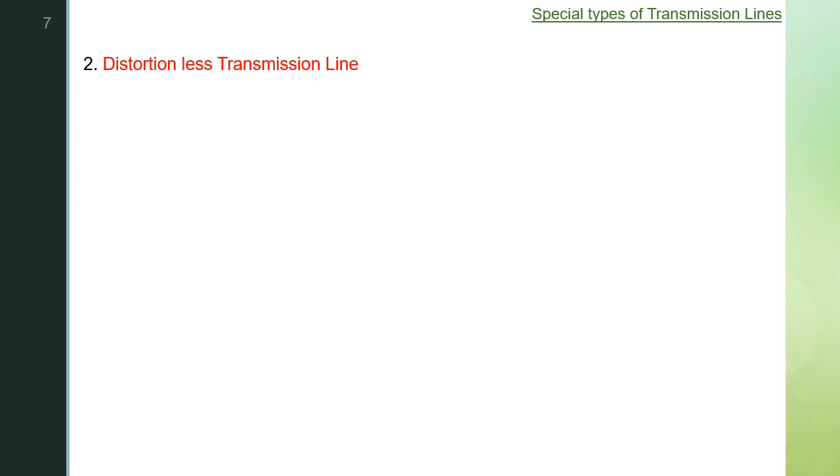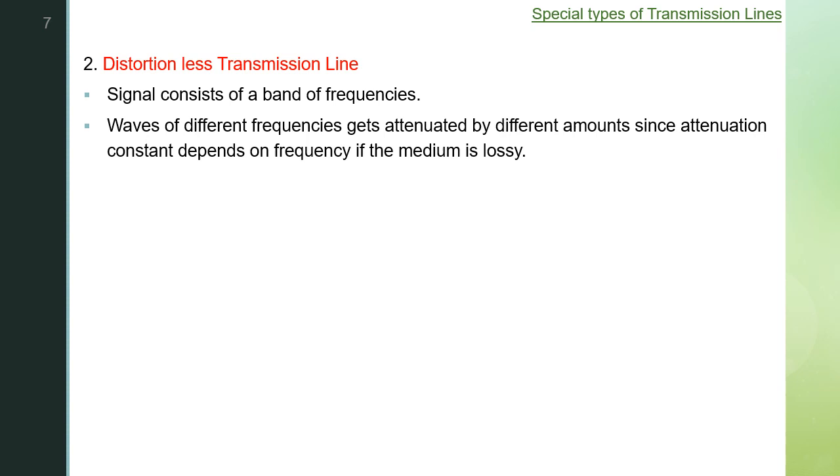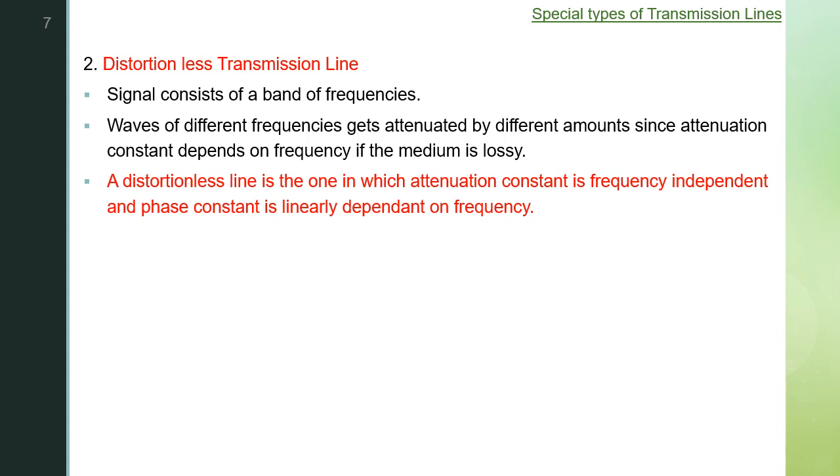The next type of transmission line is called the distortionless transmission line. Any signal which is transmitted is made up of a band of frequencies, or any periodic signal can be expressed as a sum of frequencies or sum of harmonics. If the attenuation is dependent on frequency, each wave frequency will get attenuated by different amounts. If the medium is lossy, then the attenuation constant will be dependent on frequency. So each frequency component will experience different amounts of attenuation. Hence the signals will suffer distortion while transmitting from source to the load.